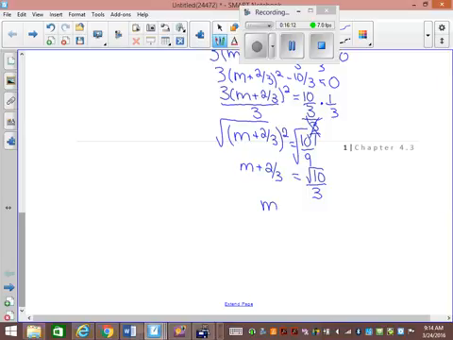And so you're going to get m equals, sorry, it was the plus or minus sign. m equals negative 2 over 3 plus or minus root 10 over 3. And the reason why you want to do that is they're both over 3, so you can just put them together. So you're going to get negative 2 plus or minus root 10 all over 3.